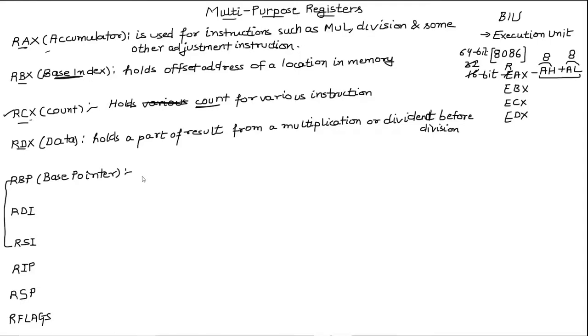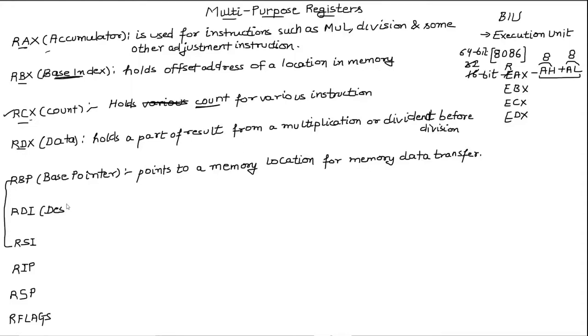And base pointer means that it actually is a reference to a memory location for memory data transfer. So the RBP, or the base pointer register, will just hold, it will point to some memory location so that we can perform the data transfer. I hope you understand that.